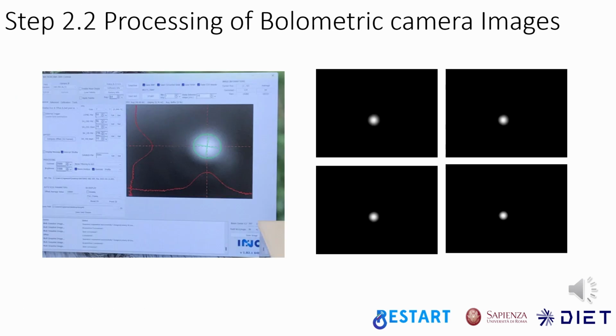So, by processing the microbolometric camera images, we assess the quality of the terahertz signal by measuring the linear dependence of the received power as a function of the on-off keying pulse's duty cycle.